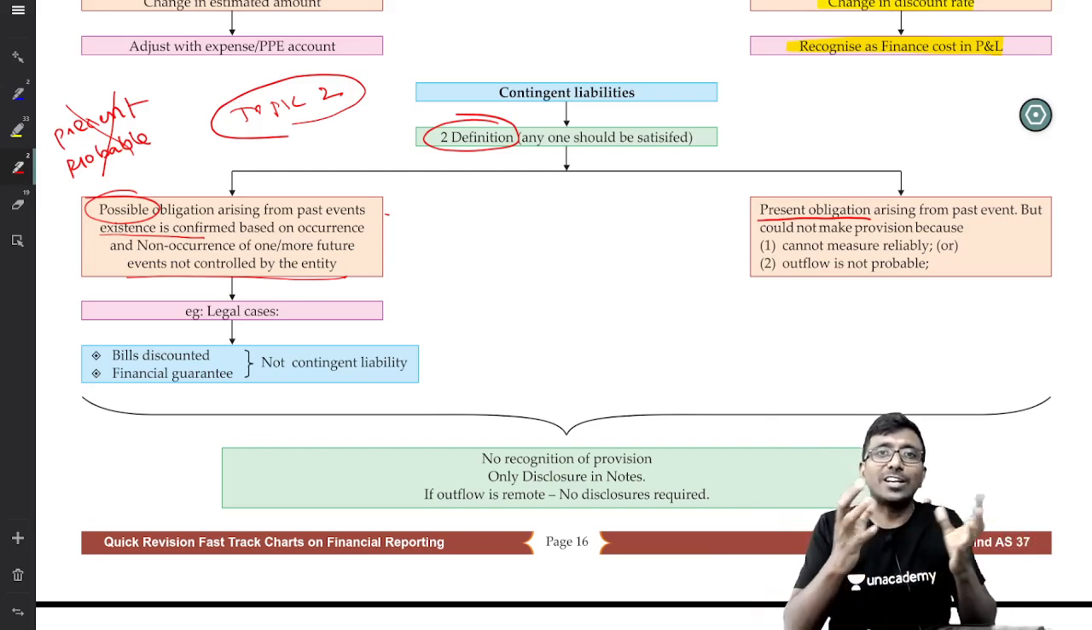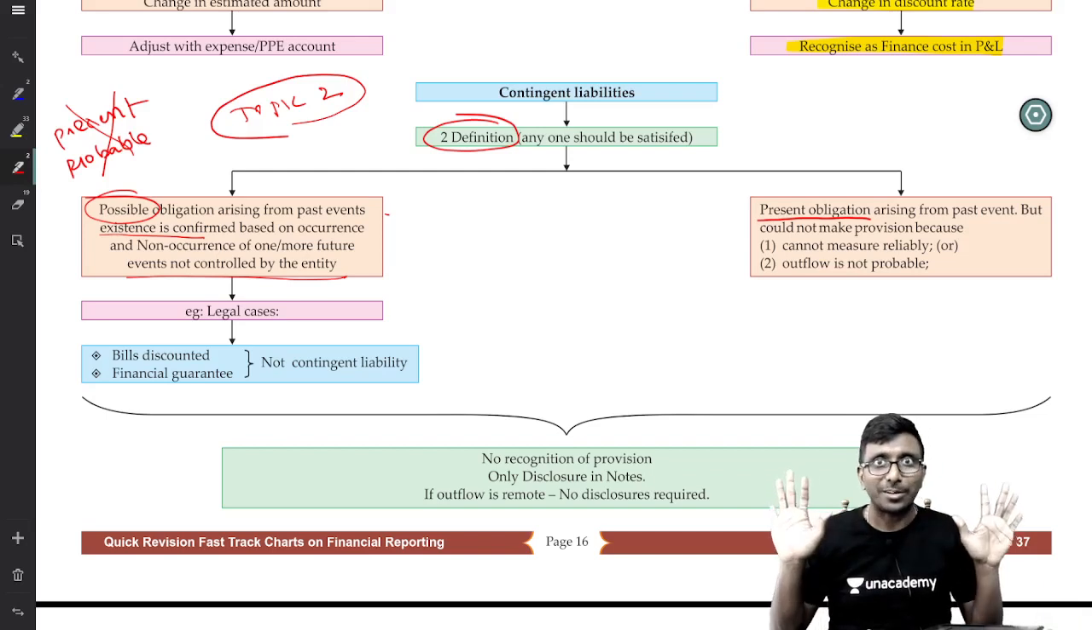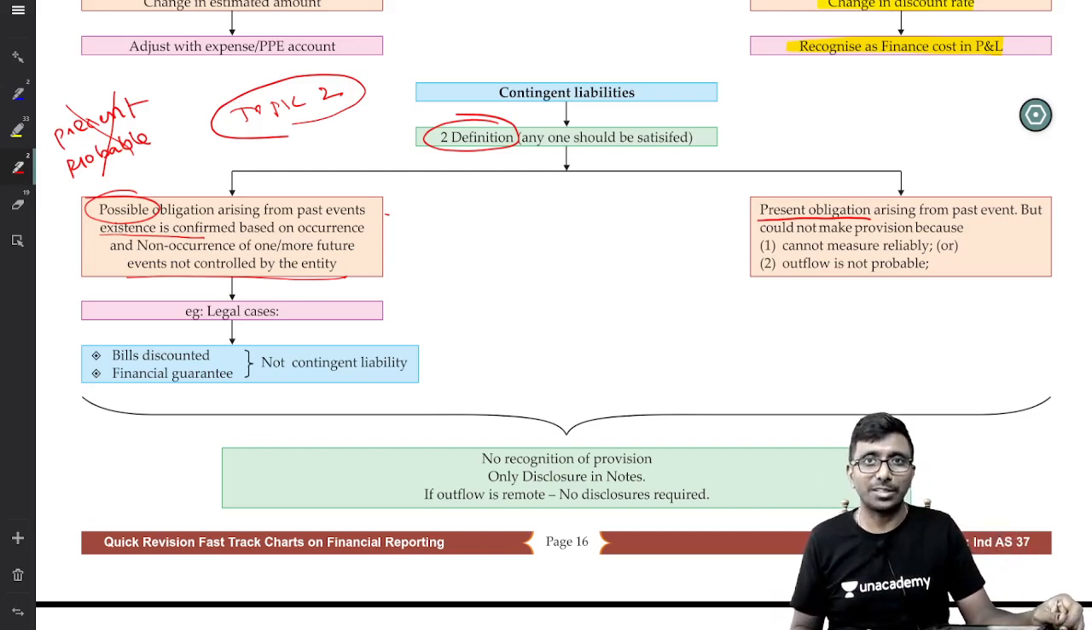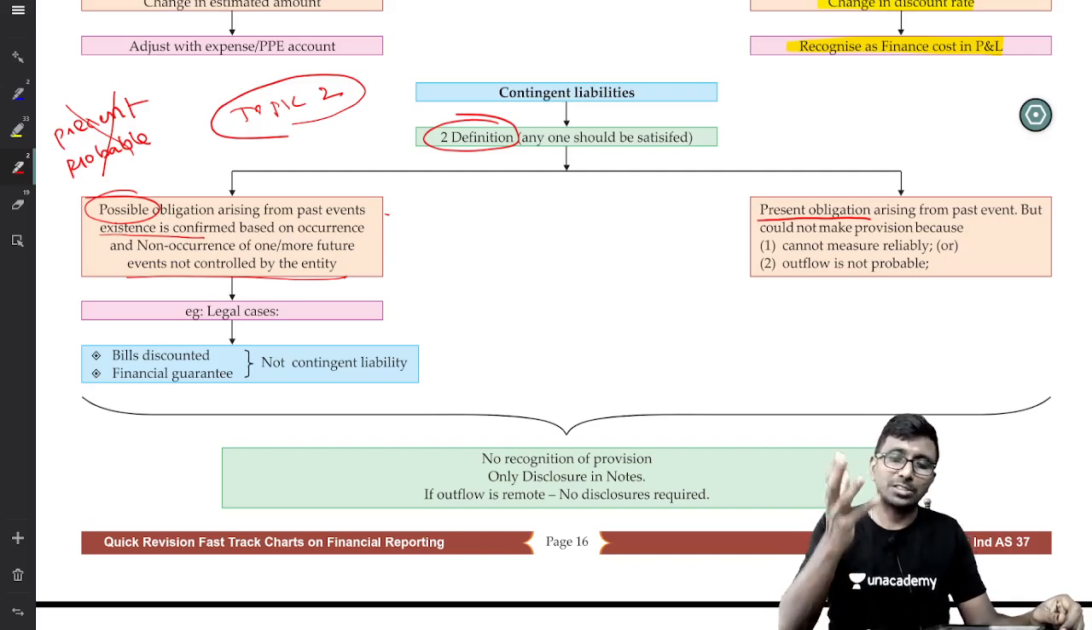Now you should not give a surprise. Now suppose you lost the case. Next year the judgment came. Now what do you go and tell the people? Hey, surprise, we lost the case. Now we are closing the company. Can you say that? Isn't it cheating? So at least it's a minimum courtesy to the company. It is a caution to be given to the members or the users of financial statements.